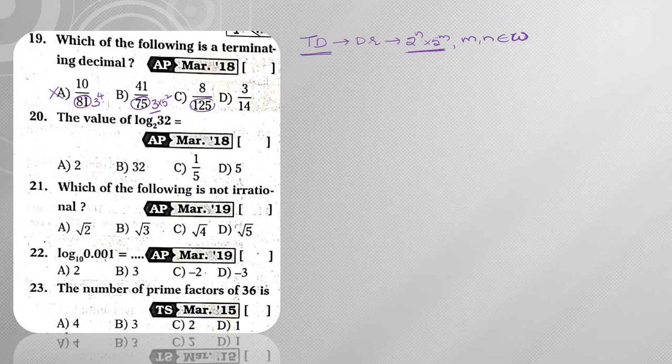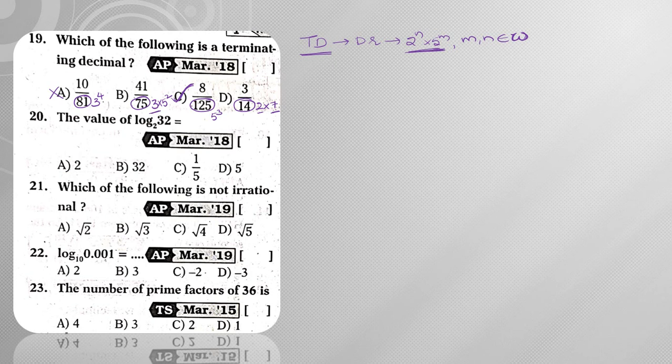Next, 125. So 125 I can write as 5 cube. So 5 cube means it is in this form where n is equal to 0. So clearly option C will be my answer. If you want, you can check option D also. It is nothing but 2 into 7. Here 2 is okay, but 7 is another prime factor, so that's why it is not a terminating decimal. And what about the remaining A, B, C? So A, B, D are non-terminating repeating decimals, right?